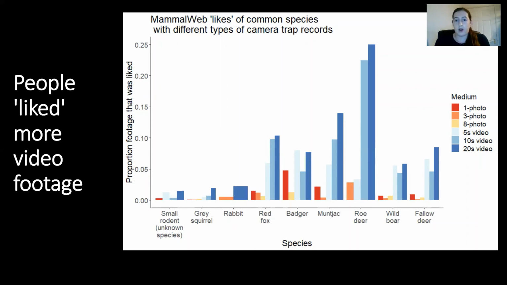This is showing roe deer to be quite popular. Even though there were not as many videos of roe deer, quite a high proportion of those were liked. And again, it could be because they're less common within the project, so it's more exciting when one comes up because you haven't seen one in a while. So perhaps that makes them more likely to be liked. Muntjac also seem quite popular, as well as red foxes. People tend to like those as well.